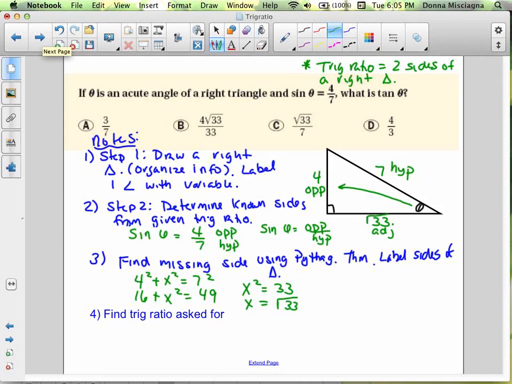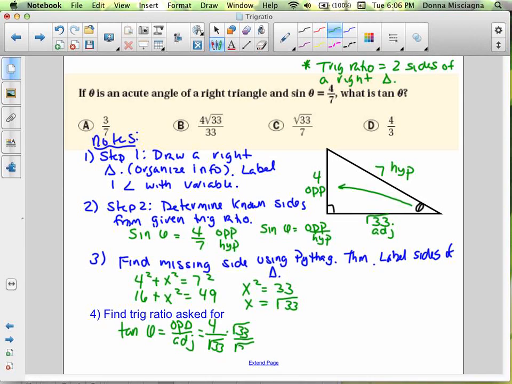So now we can find the trig ratio we're asked for. All right, so the trig ratio we're asked for is tangent. So tangent theta is going to be opposite over adjacent. We were given the opposite side, that's 4. The adjacent side is the square root of 33. If you look up above there in these answer choices, notice that none of them say 4 over the square root of 33, and that's because this one's been rationalized.